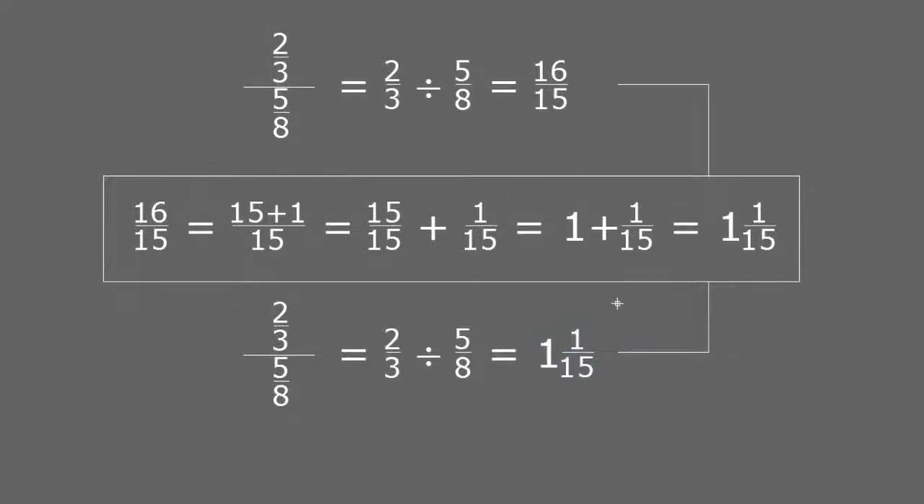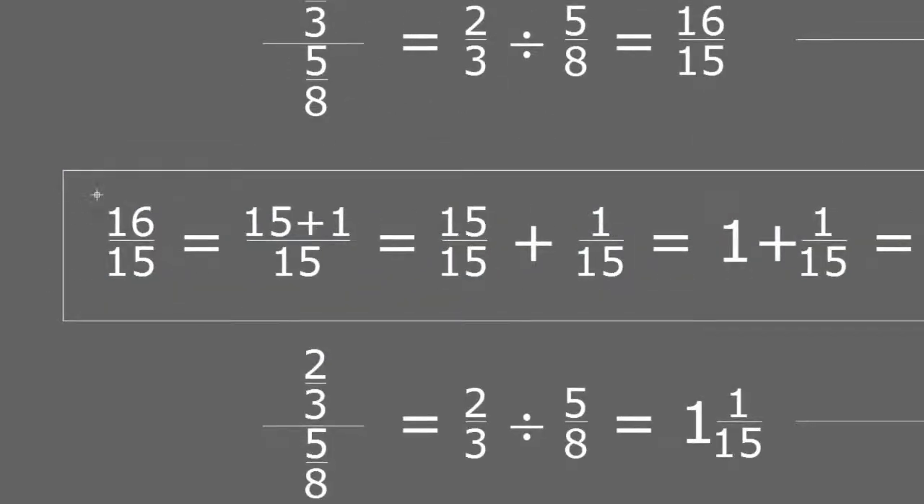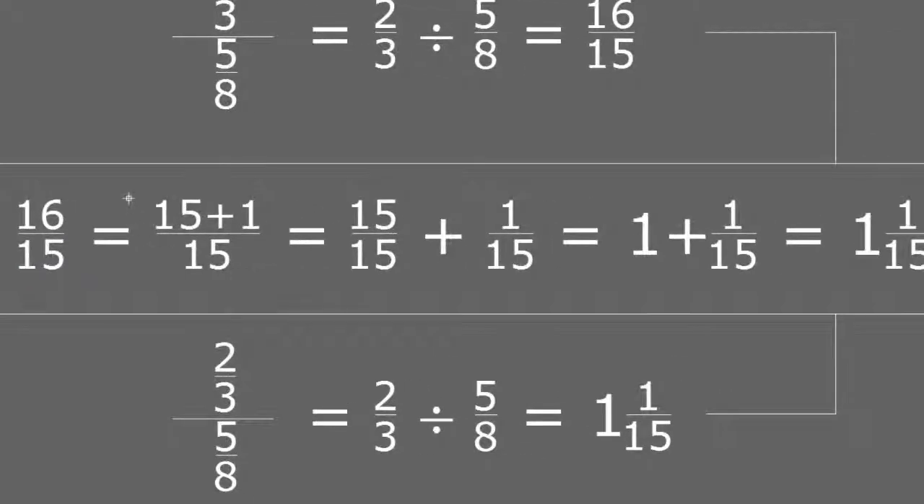And how did I get from there to there? Well, these are the intermediate steps. 16, I also can write it as 15 plus 1 divided by 15. Now, I can change this fraction into two fractions as long as they have the same denominator. I have 15/15 plus 1/15. 15/15 becomes 1. Remember, any fraction with the same number in the numerator and the denominator equals 1. So this whole expression is equal to 1 plus 1/15.